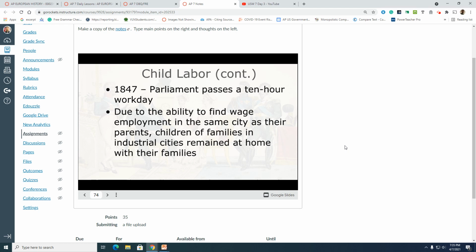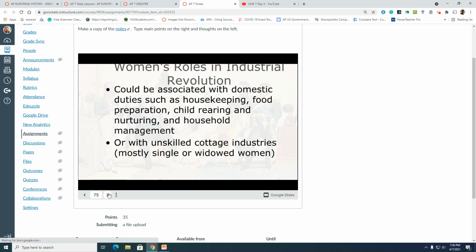Parliament then passed a 10-hour workday in 1847 overall. And because people were able to find wages within the same city as their parents, children and families often remained together for an extended period of time.